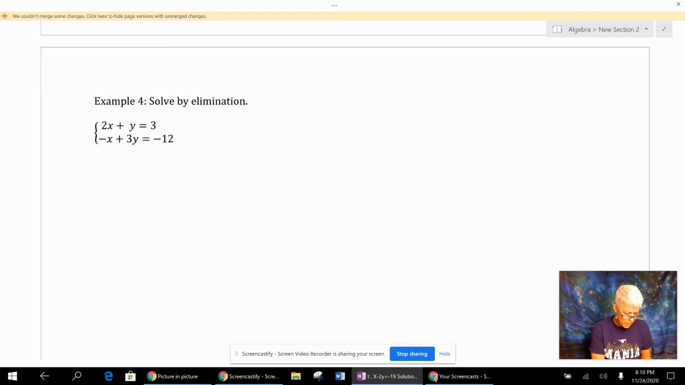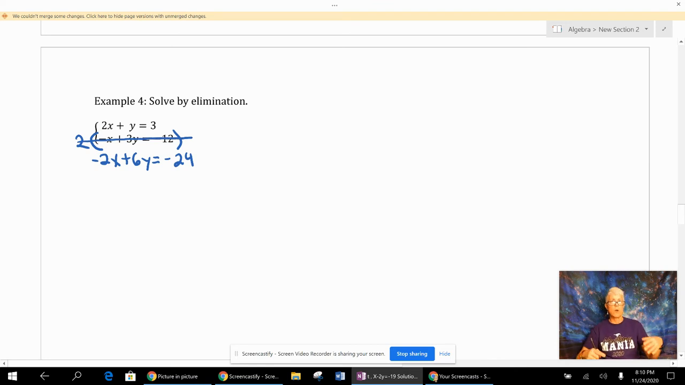So I think what I'll do is I'm going to multiply everything here by a 2, because then I'll have a -2x. So -2x plus 6y equals a -24. And again, I always cross out the original because it always messes me up. Because I look at it, and you're going to do it too. If you were sitting in my class and I'm looking at you working, it's a common mistake.